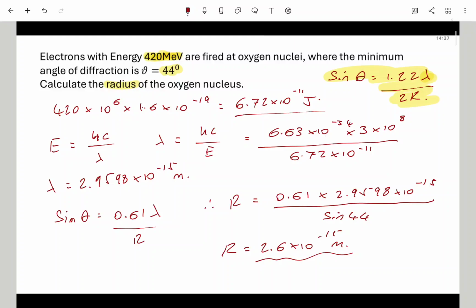And just out of interest, Google tells us that the radius of an oxygen nuclei is allegedly, because I've never measured it myself, 2.8 to the minus 15 meters. So pretty close.